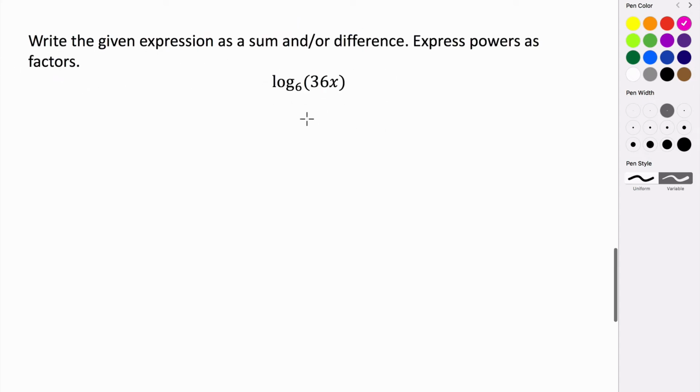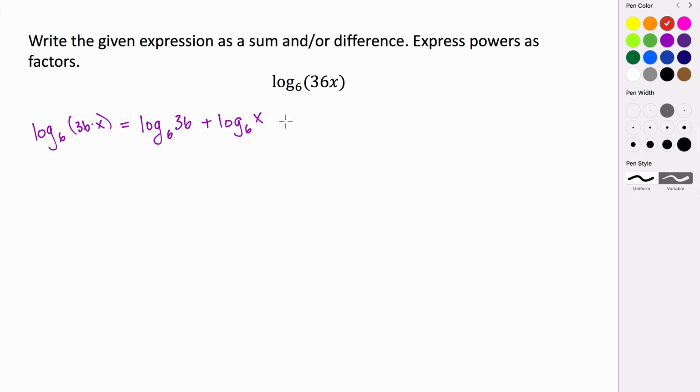In this example, we want to take this log base 6 of 36x and write it as a sum or difference. It says to express any powers that we have as factors, so they want us to use the power rule. First, I see that this is a composite, 36 times x, which means we can use the product rule to break this up. So log base 6 of 36 times x can be broken up into log base 6 of 36 plus log base 6 of x, just using the product rule.